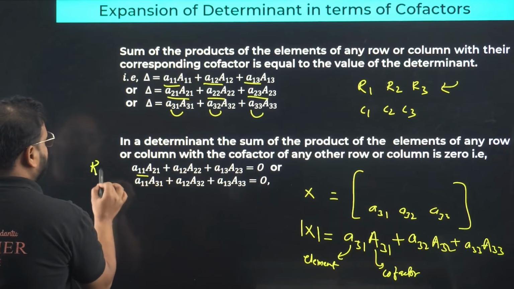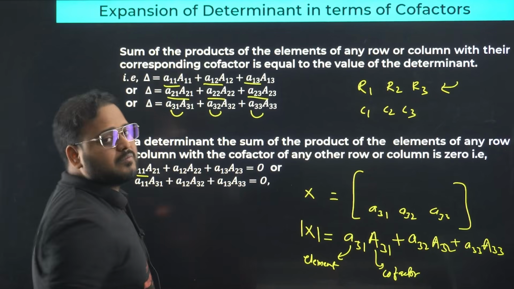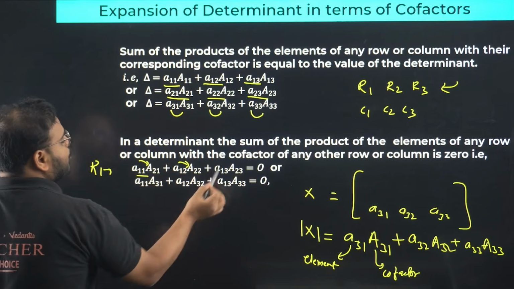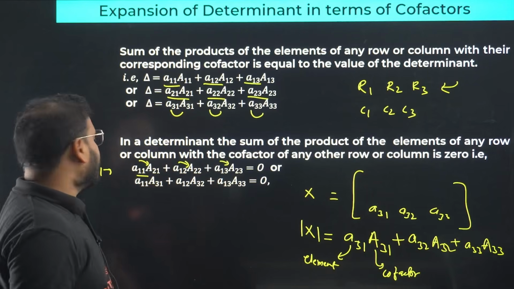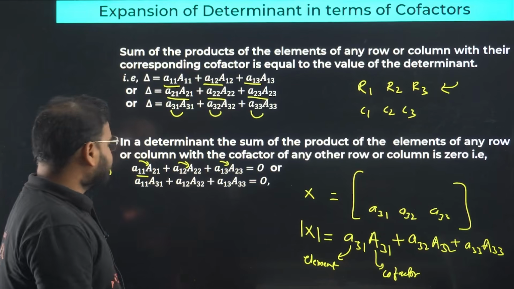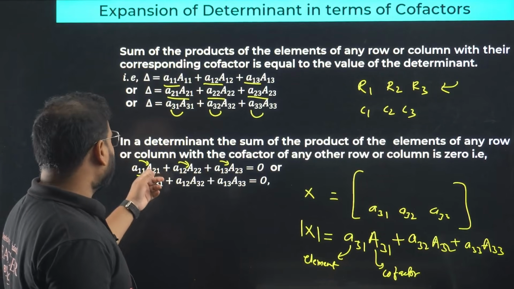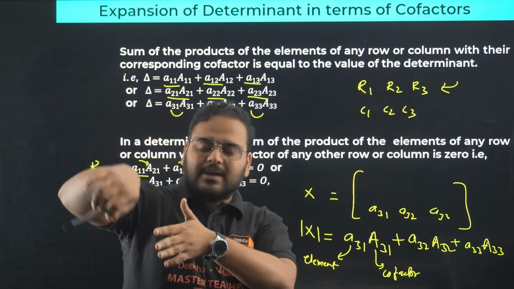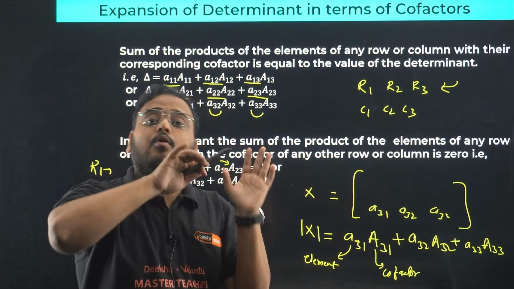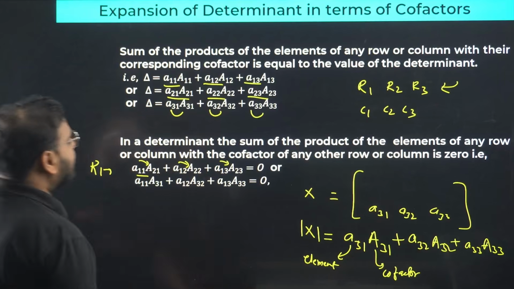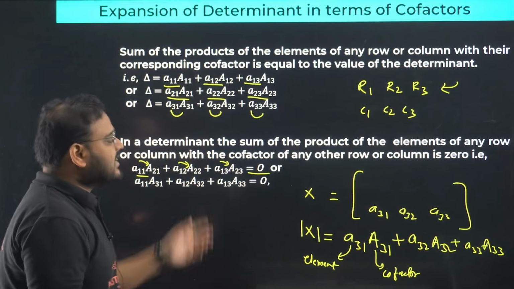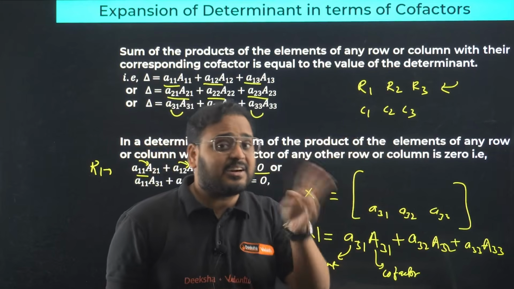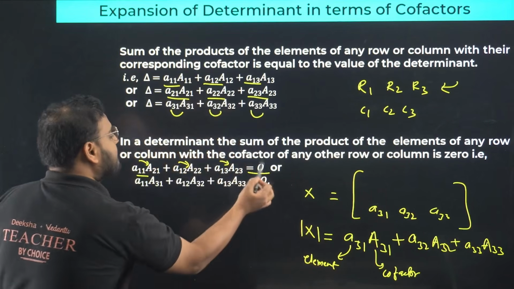If you do it otherwise, let's say I've taken the first row, a11, a12, a13, as the elements. But check the cofactors, A21, A22, A23. That is my second row. So I've taken elements from one row and cofactors from a different row. Then what is the result going to be? 0. So if you take a row's elements and its own cofactors, the answer is the determinant. If you do otherwise, the answer will become 0.